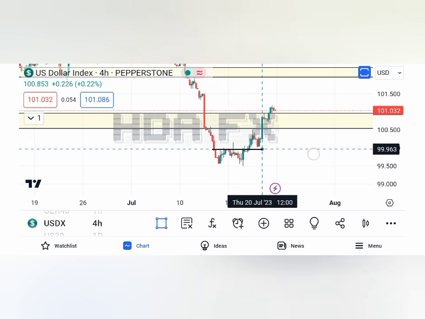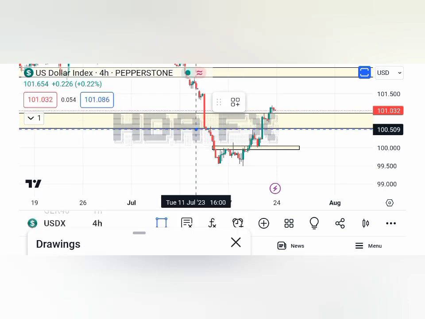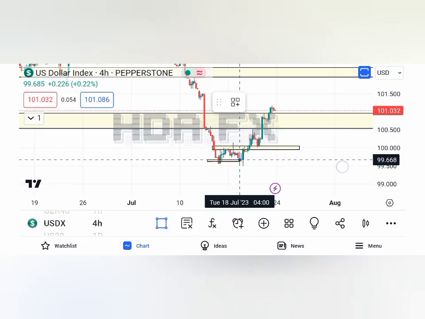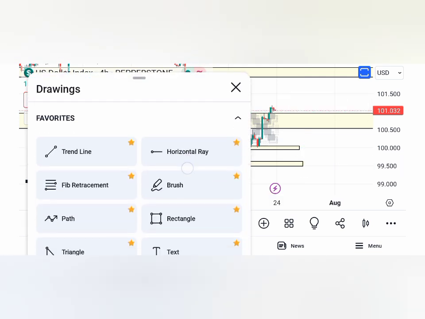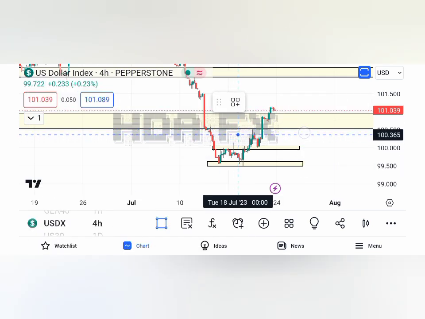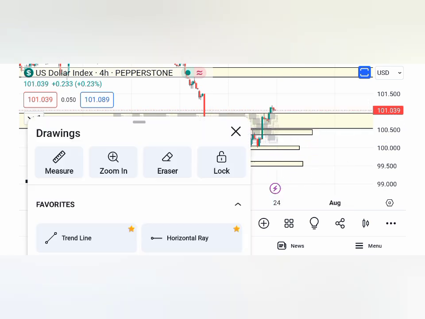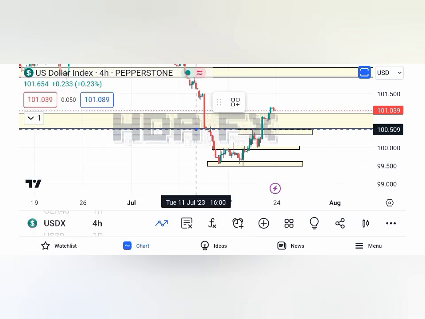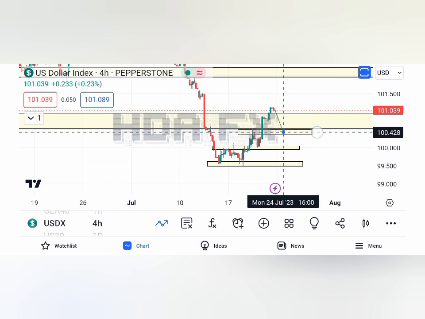Price was within this range at first, then we also had this key level here. So now I'm still bullish on the dollar index. I'm expecting price to drop to this level here. That's what I'm expecting on the dollar index. When price drops to this level here, I'm expecting price to go up to this point here, so I'll be taking my profits somewhere here.